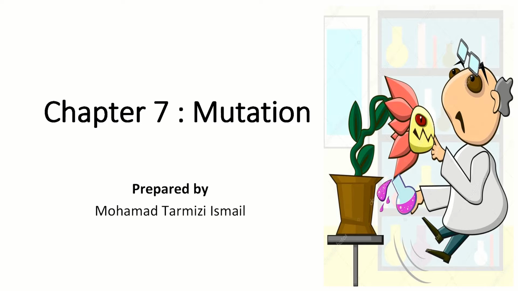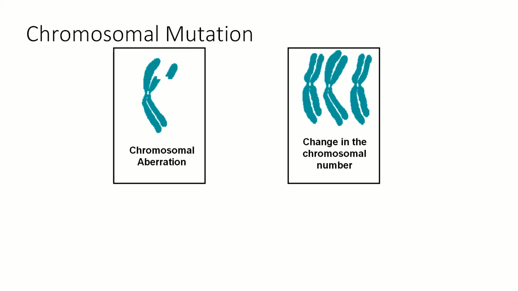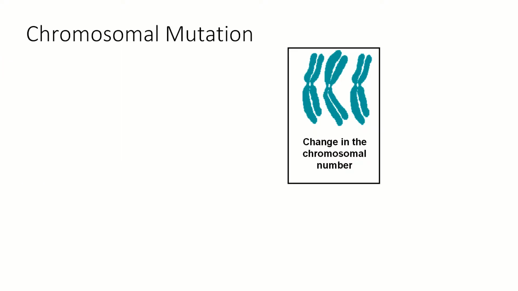Hi guys, today we are going to be discussing Chapter 7, Mutation, specifically chromosomal mutation. As we have learned in the previous video, there are two types of chromosomal mutation. The first one is chromosomal aberration, or change in the chromosomal structure, and another one is change in the chromosomal number. Today we are going to be focusing on change in the chromosomal number. There are two types of change in the chromosomal number.